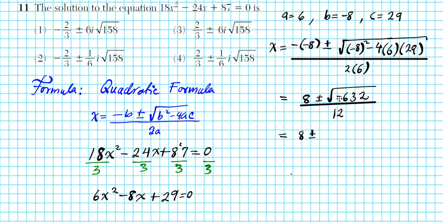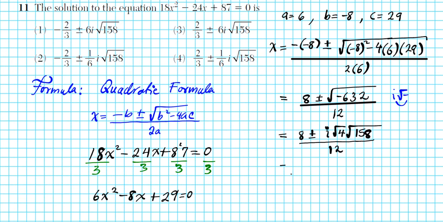Okay, so what's the square root of negative? The square root of negative comes out as an i root 4 root 158. Okay, so just remember that if you have a square root of negative, that negativity comes out as an i. Okay, all right, so what do we have here? This entire thing divided by 12.